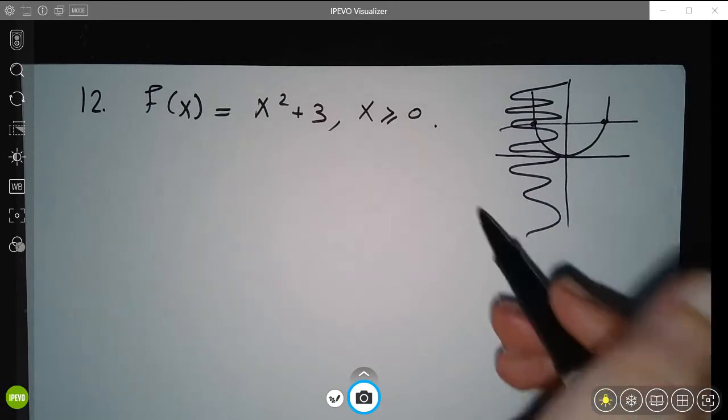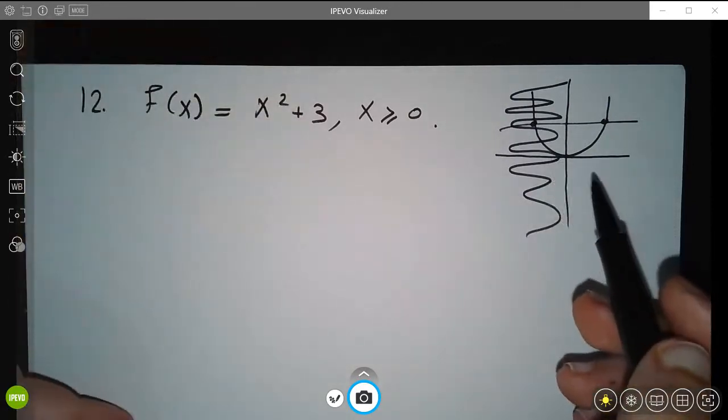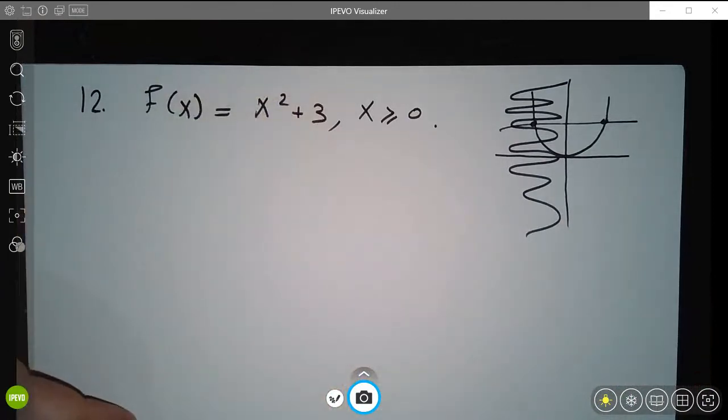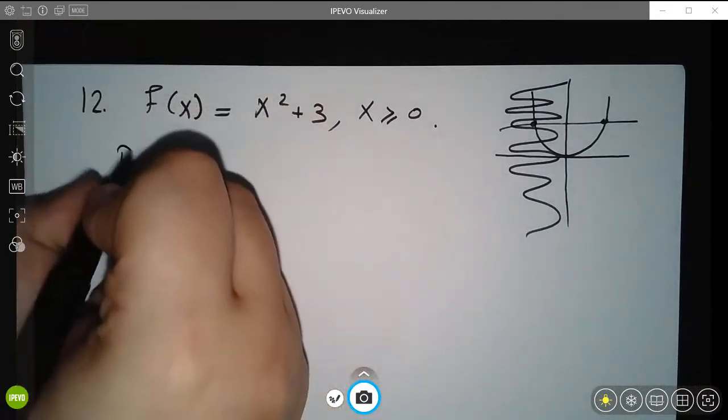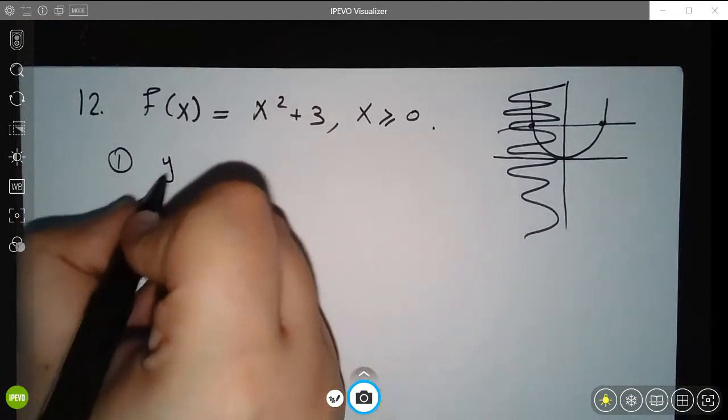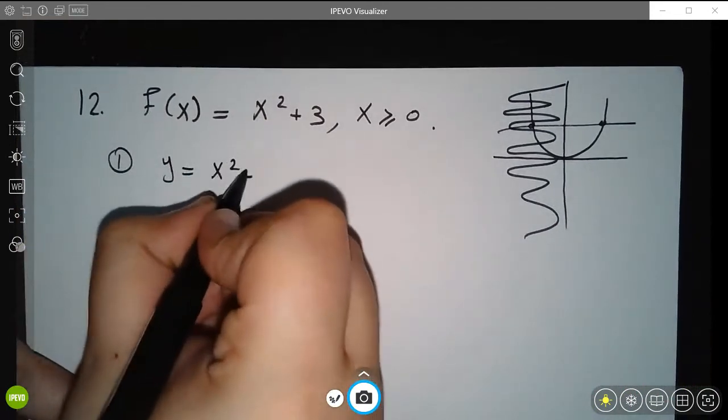Okay? So with that half in mind, let's solve. Let's find the inverse for a quadratic. Here we go. Step number 1: y instead of f of x. So it becomes y equals x squared plus 3.